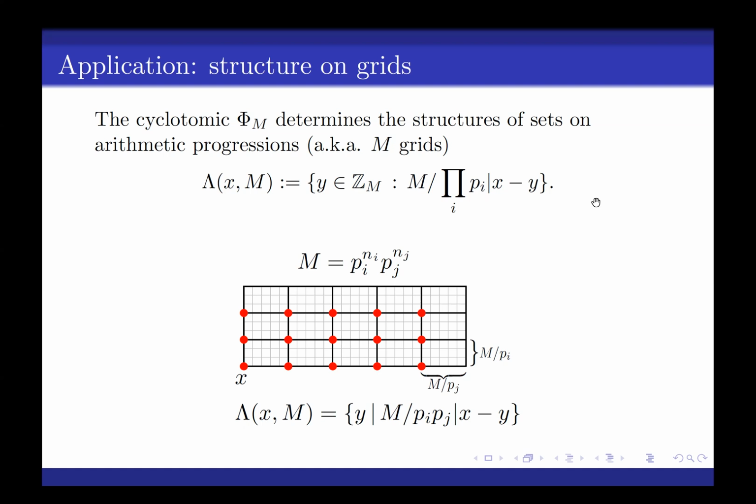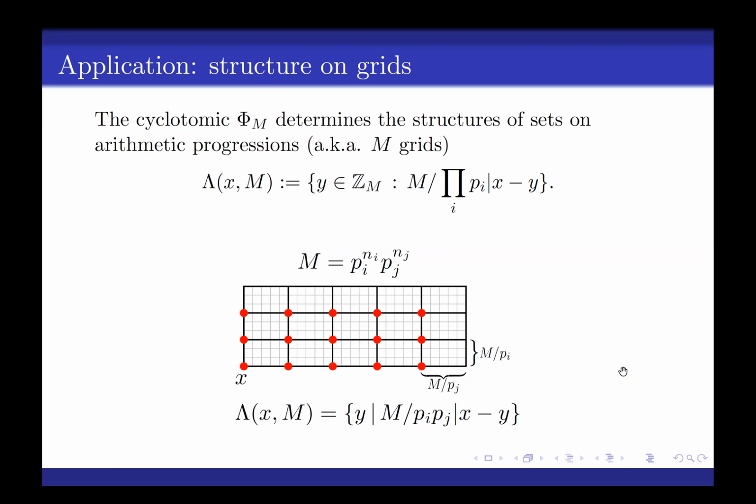Or if I also drew a very particular example where M has 2 prime factors, then that grid is simply the arithmetic progression of step size m over pi pj. Just to give you an idea of what that grid is. And for 3 prime factors, or in 3 dimensions or more, you can just imagine what that extends to.